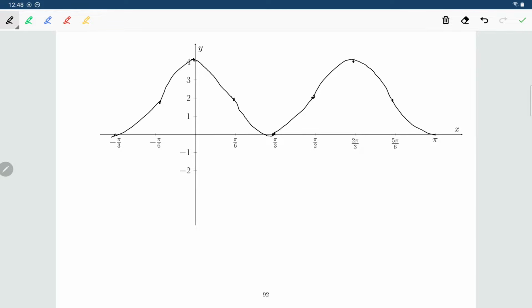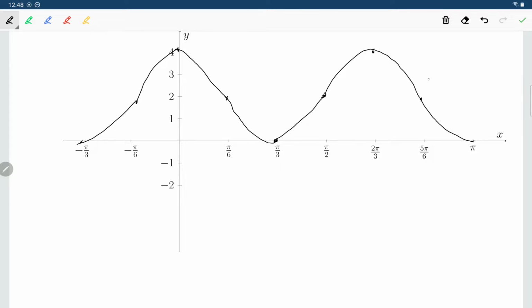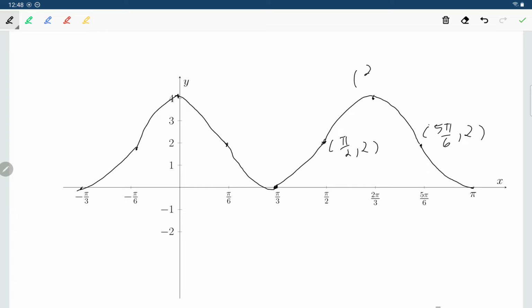And now we just need to label any points that we have. So I've got 5 pi over 6, 2. I've got pi over 2, 2. There's 2 pi over 3, 4. There's pi over 6, 2. There's negative pi over 6, 2. And there we go. I think I've labeled everyone. Yes, all the other points are all at tick marks, either on the x-axis or on the y-axis. And so there we go. We can now say what we have.